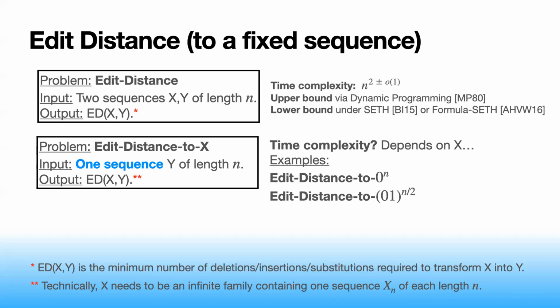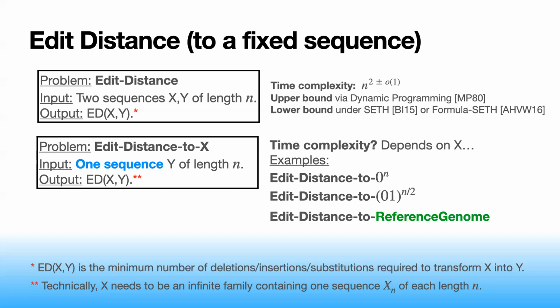So here are some examples. When X is the all zero sequence, then the problem is essentially asking how many zeros appear in the given sequence Y. And this can be easily checked and solved in linear time. Maybe a bit more interesting is the second example, where X is the sequence 0, 1 to the n over 2. I'll leave it as an exercise to figure out the complexity of this problem.